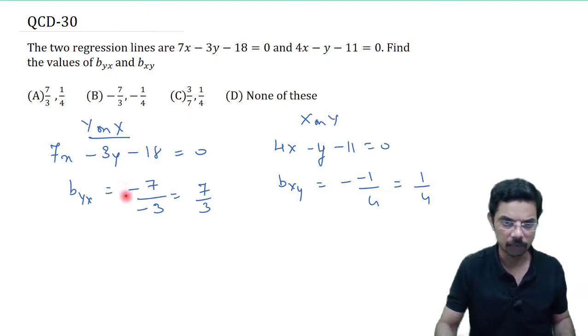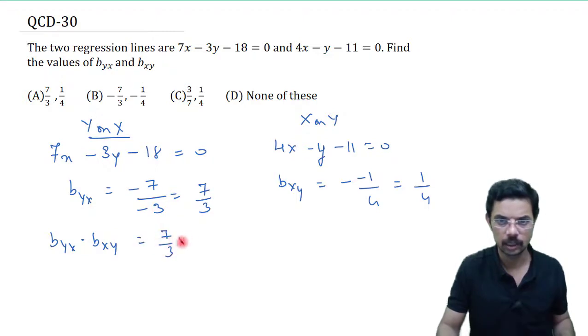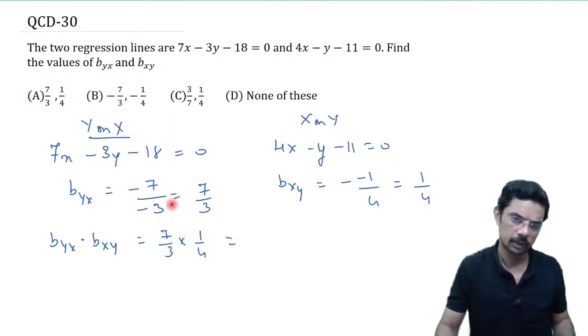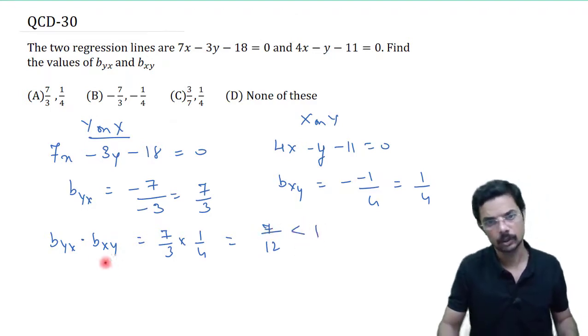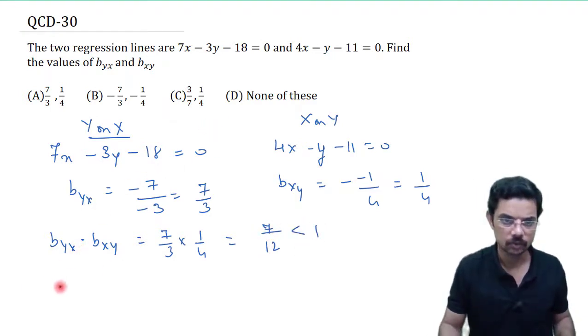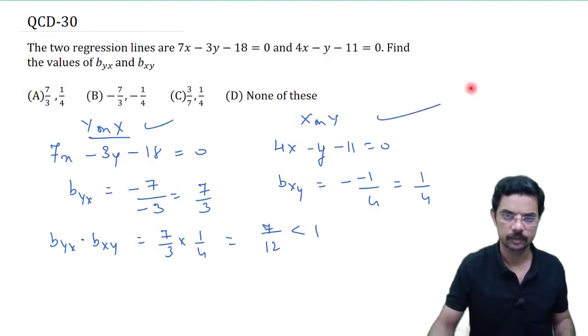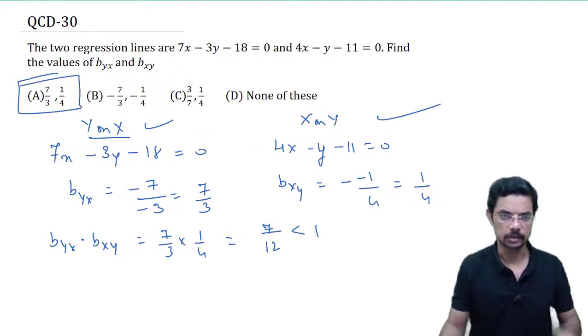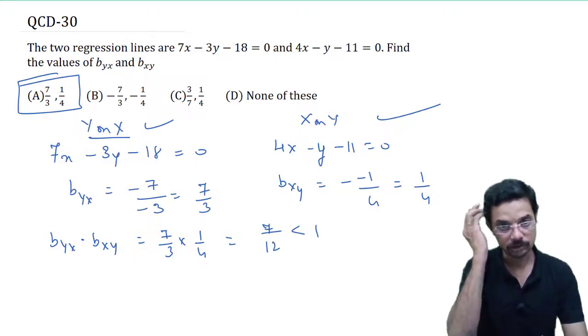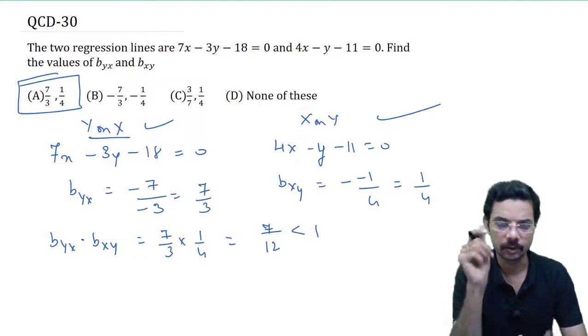Now when we multiply, what we get? Byx into bxy is equal to 7 by 3 into 1 by 4. So what we have here is 7 by 4 3s are 12. Okay, 7 by 12. Yes, less than 1. Okay, so therefore our assumption is correct. So byx is equal to 7 by 3 and bxy is equal to 1 by 4. So option A is our correct answer. Okay, byx is equal to 7 by 3 and bxy is equal to 1 by 4 is our correct answer.